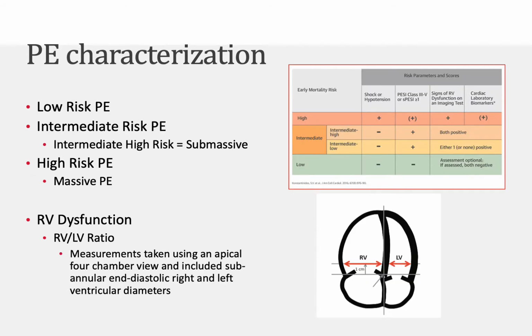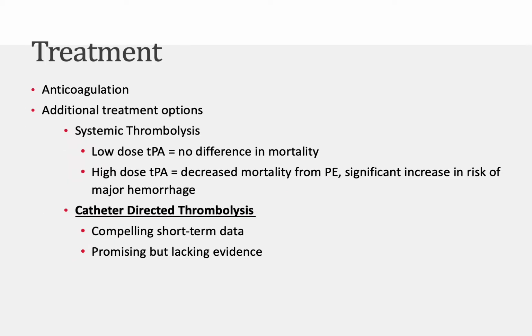It has been characterized into risks including low-risk PE, usually treated with anticoagulation, intermediate risk, and high-risk PE, which are patients who have hypotension or require the use of vasopressors, usually treated with some form of thrombolysis. Thrombolysis has been studied in terms of systemic TPA, which has shown decreased mortality, but has an increased risk of major hemorrhage. And so there's a gray area in treating high-risk and intermediate-risk PE that catheter-directed therapy has been studied for.